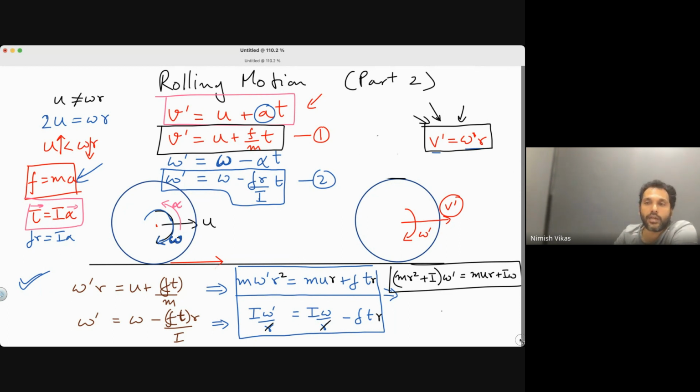U was there, omega was there, they were mismatching. First of all, the mismatch is whether U is more or omega is more. According to that, you'll choose the direction of friction. In this, U was less, so friction has to be forward to increase it. If U was more and omega was less, friction would have been backwards to decrease it.